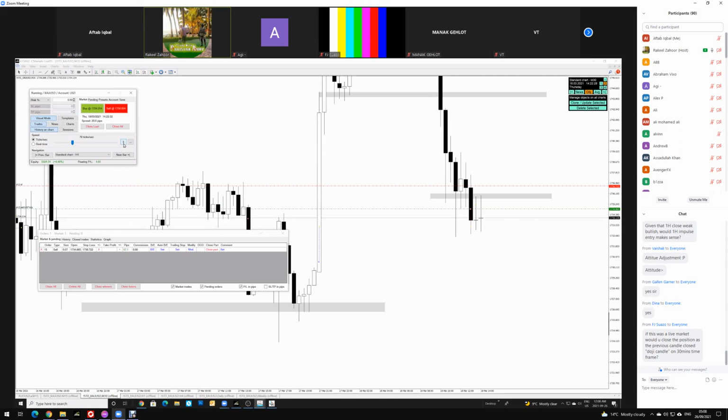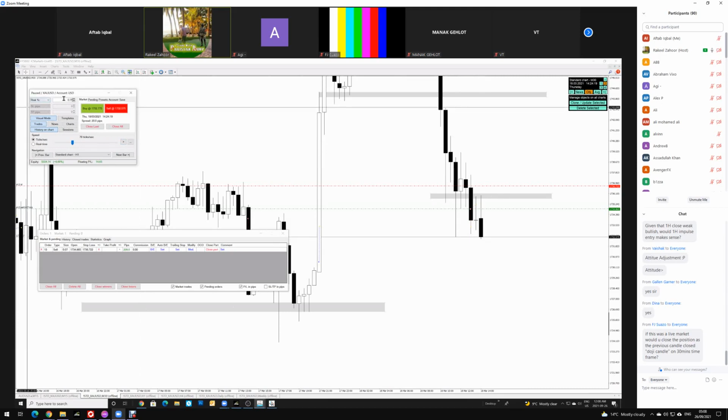Actually, hold on. We didn't break below these areas over here. These are all rejection areas right here. We need to break below these lows, or the 30-minute candle has to close like a weak bullish. Oh, there we go. We're breaking the low over here. Now we're gonna add.